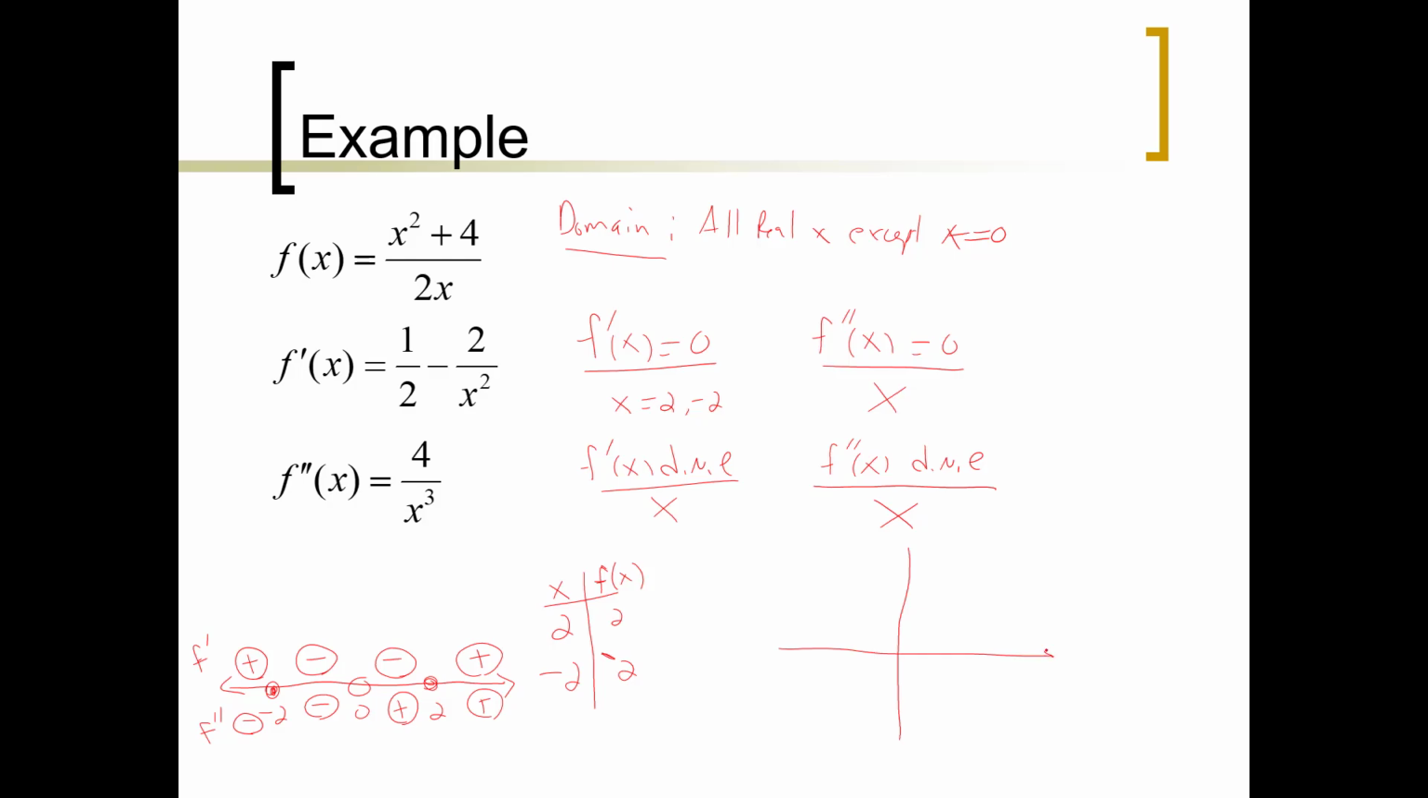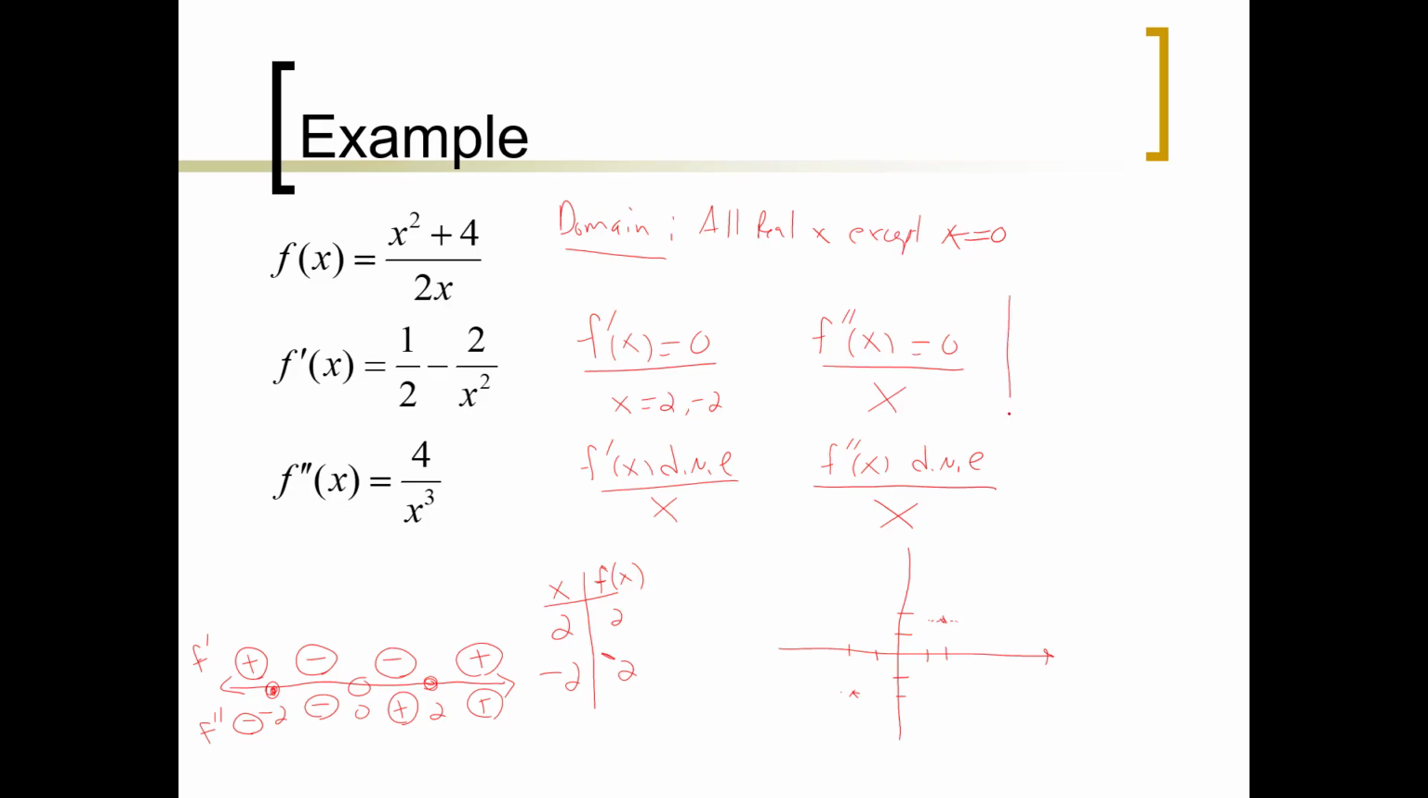Now I know that the only thing that's really important is at (2, 2). So I'll go 1, 2. There's a filled-in point right here. And then you have (-2, -2), a filled-in point right there. But we also know that at these points the derivative is 0, so I must have a horizontal tangent line there. Small horizontal tangent lines. I also know that at 0 the function is discontinuous.